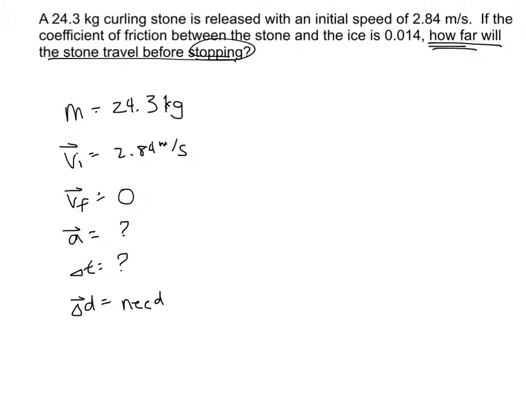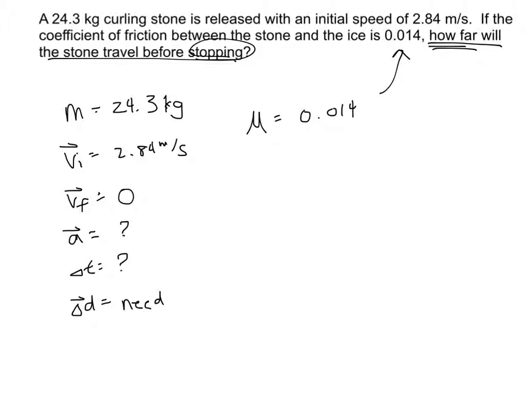But there is one other bit of information, which is this piece right here, coefficient of friction. We know coefficient of friction is this mu, and that's given to be 0.014. So it's pretty clear that friction is going to play a role in this question, so we don't want to ignore that value there. So step one, identify variables.